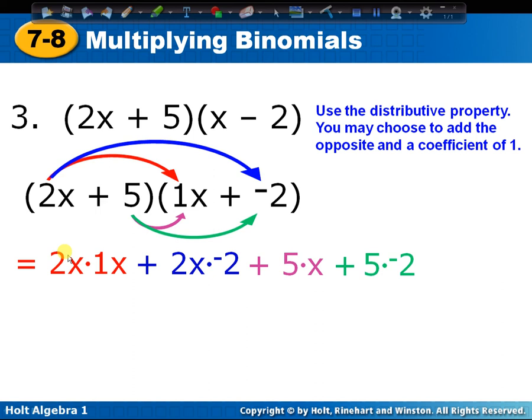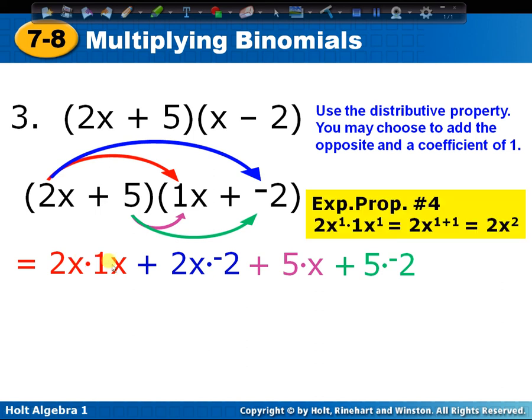On this first one, we're going to say 2 times 1 is 2, and then x times x is x squared. And again, we're going to show you that exponent property. You do not have to write that down. That's just letting you know where we came up with the x squared. So again, we multiply the numbers. 2x and 1x is 2x, and x times x is x squared.